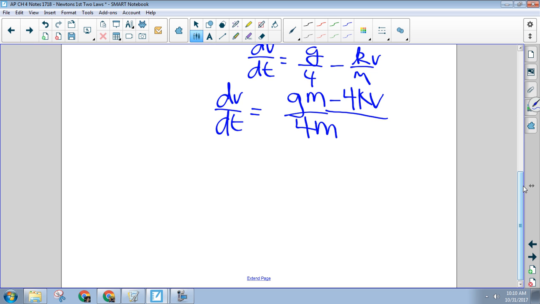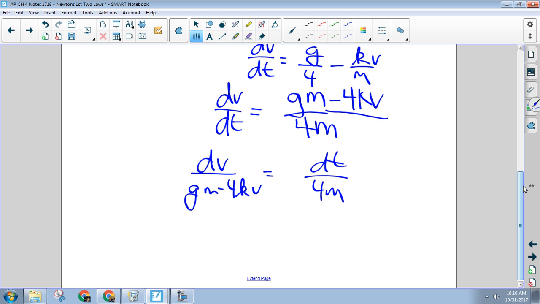All right, so let's move the v's to one side and the t's to the other. So I'm going to get dv over gm minus 4kv equals, 4m in the numerator. I was going to do 4m over dt, but whatever. Somewhere you have to have a 4m. Oh, nope, damn it. dt over 4m, sorry. Cool, thanks. All right, so everybody good with that?